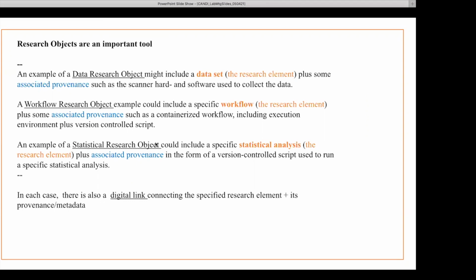An example of a statistical research object could include a specific statistical analysis, which is the research element, plus its associated provenance in the form of a version control script that was used to run a specific analysis. So in each of these cases, in addition to information, there is a digital link connecting the specified research element with its provenance. So all of these things can be attached, and that means they can be retrieved, they can be found all together, and therefore used all together.